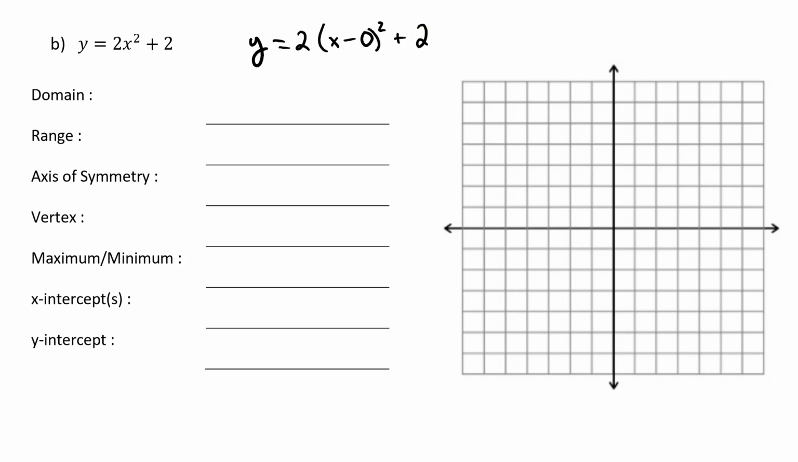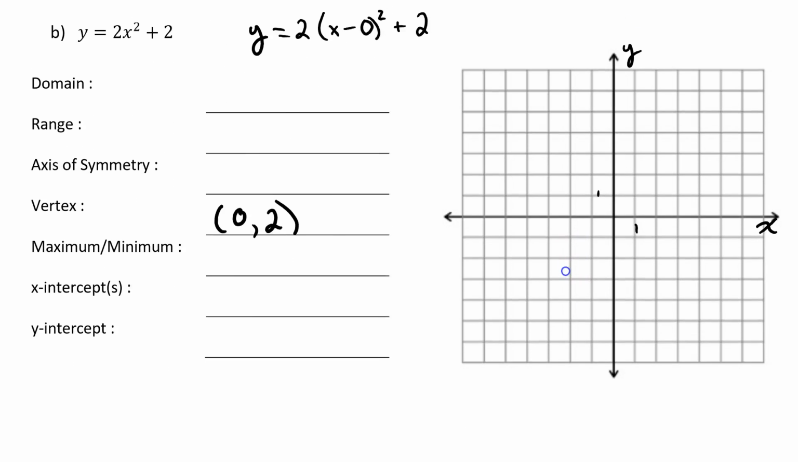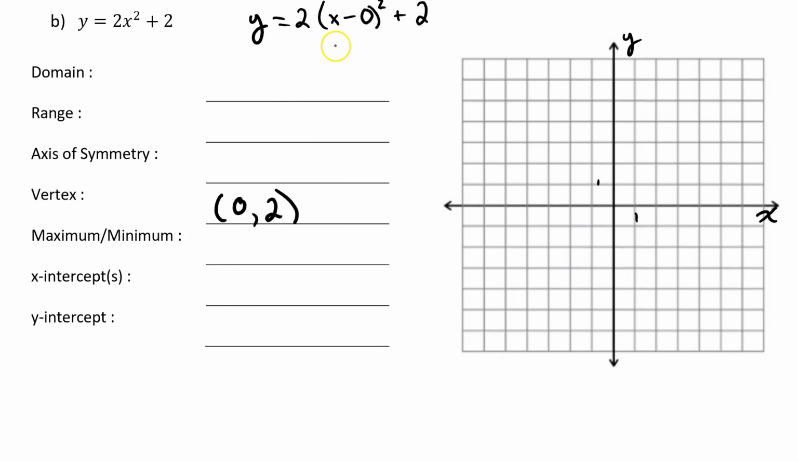So our vertex occurs at (0, 2). So I'm going to put 1 and 1, and I'm going to say x and y. If I didn't do that above, oh, look at that, I didn't. I should have. -1, Mrs. W, -1. So my vertex is going to be at (0, 2). And we know that it opens up because the a value is positive.